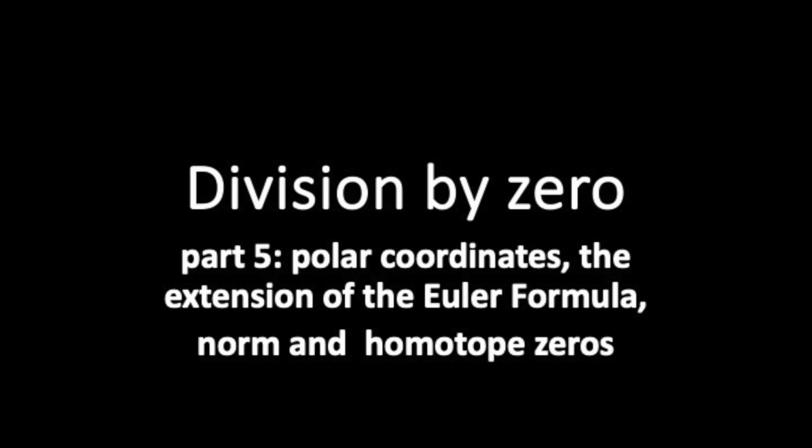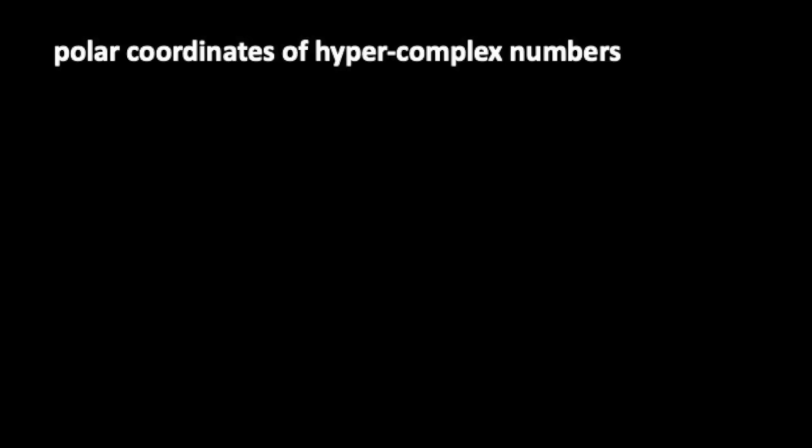Welcome to part 5 in this series of 6 videos on division by zero. In this video, we will represent hypercomplex numbers with polar coordinates in a three-dimensional space. We'll extend Euler's formula, determine the norm of hypercomplex numbers, and define homotopic zeros. Let's begin with the representation of hypercomplex numbers using polar coordinates.